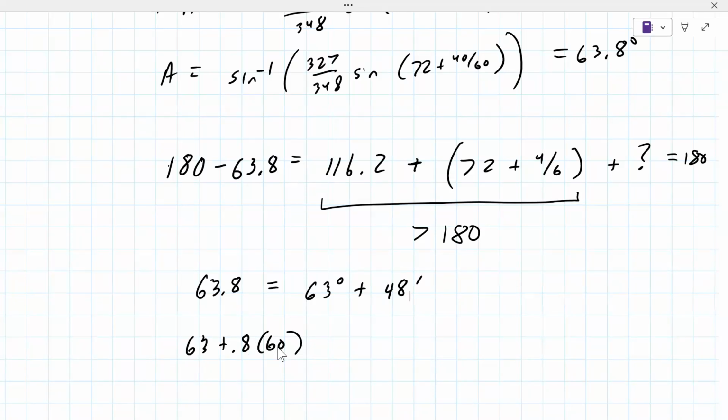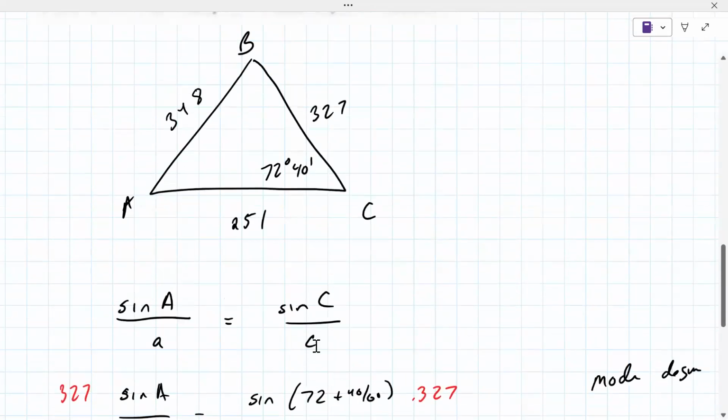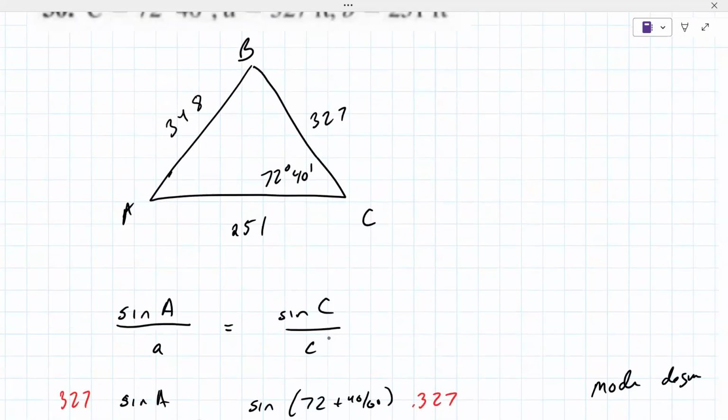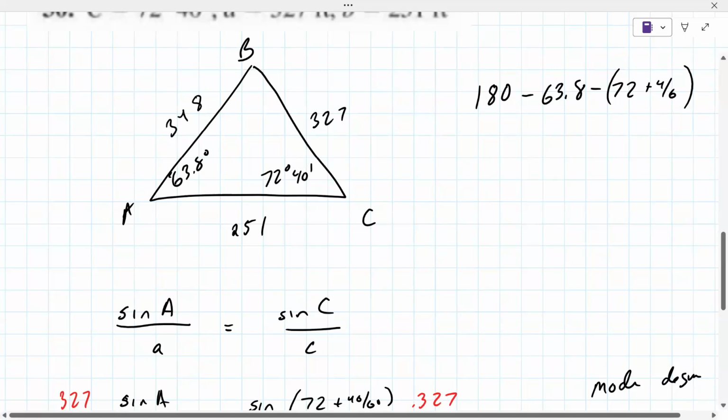Questions on that? No, that makes sense. Thank you. Okay. So the other thing here is that now that you found this angle, 63.8 degrees, you do not use law of sines to find the third angle. You subtract from 180. You take 180, subtract 63.8, subtract 72 and 4/6, and that's how you find the third angle.